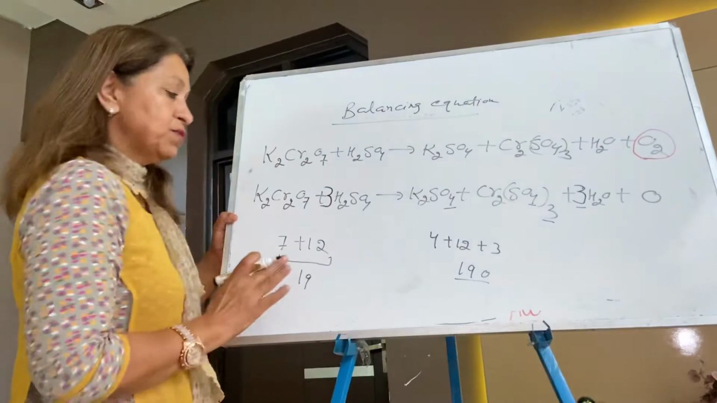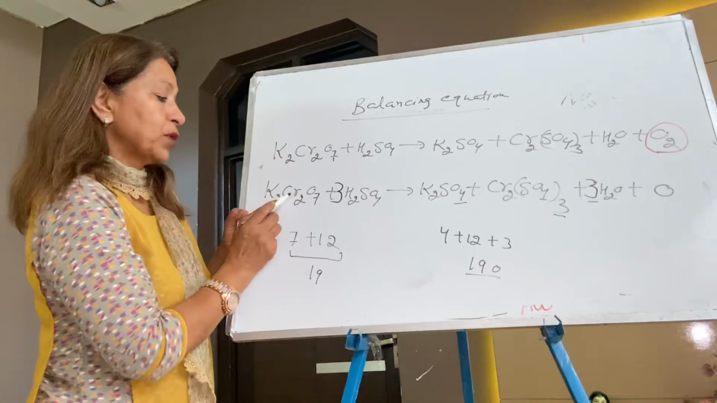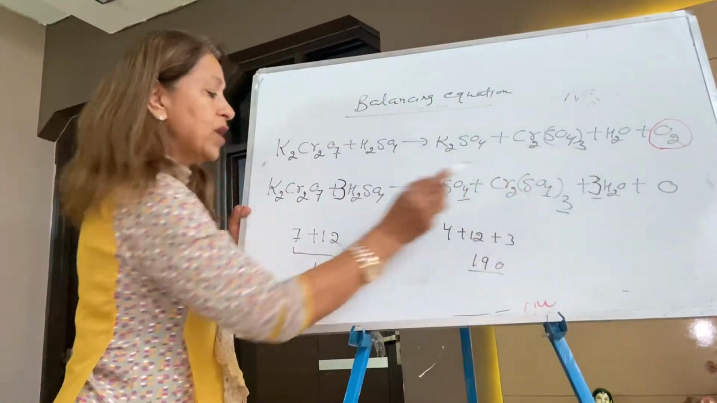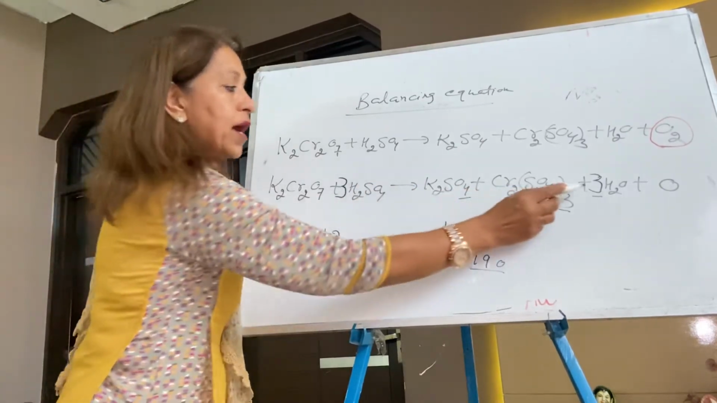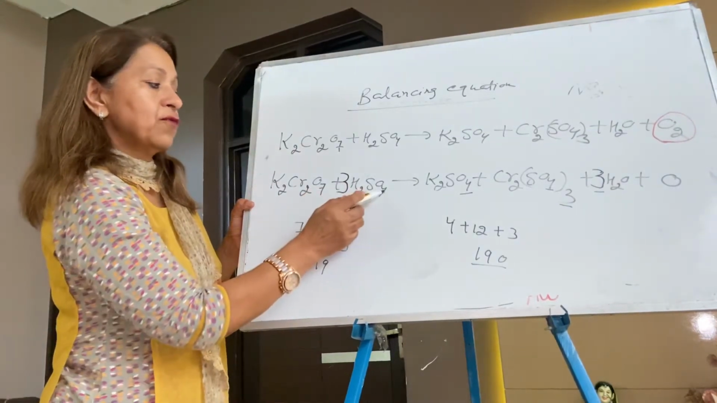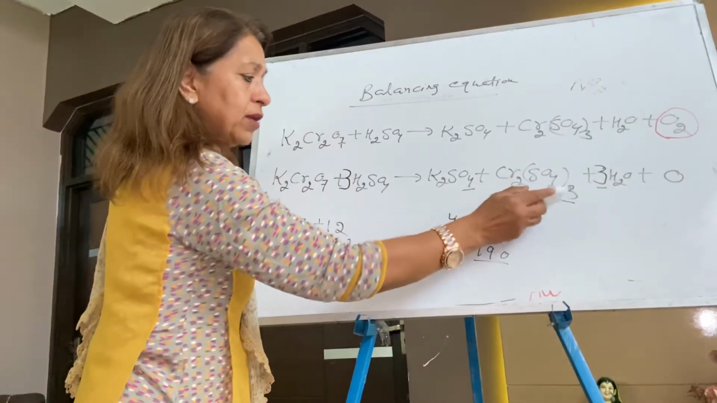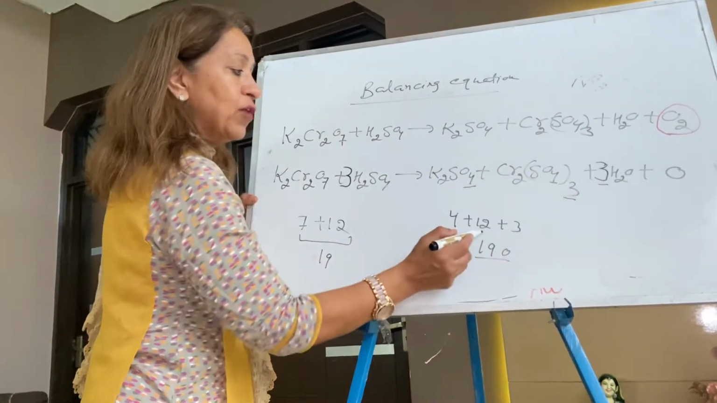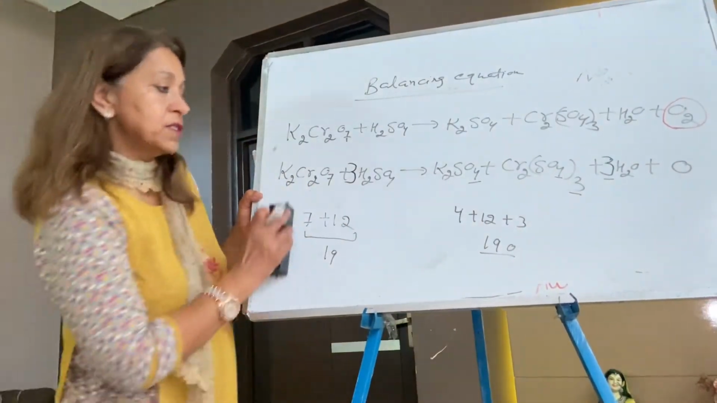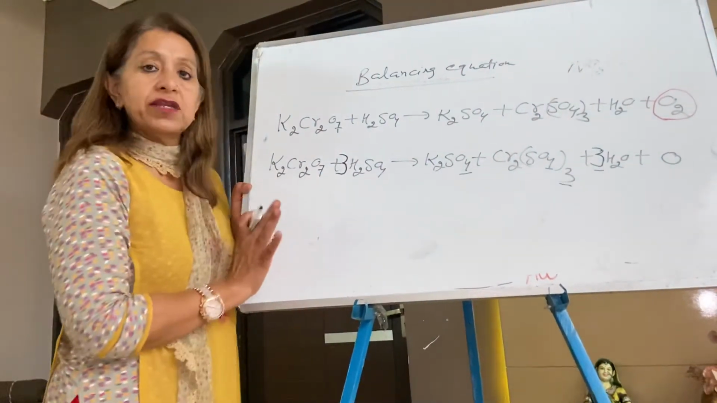Okay. Now you can check again: potassium is 2, chromium is 2, sulfur 3, hydrogen is 6. Now your oxygen is 7 plus 12, 19. 4 into 3, 12, 12 plus 4, 16, plus 3, 19. Now in this case, both sides have 19 oxygen. That means the reaction is balanced.